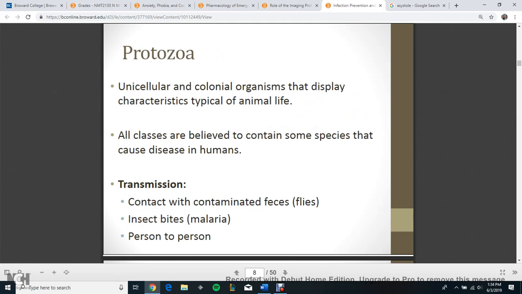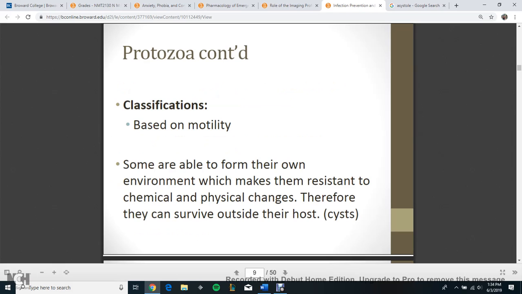Protozoa, unicellular and colonial organisms that display characteristics typical of animal life. All classes are believed to contain some species that cause disease in humans. Transmission is by contact with contaminated feces, flies, insect bites such as malaria, and person to person. Classifications are based on motility. Some are able to form their own environment, which makes them resistant to chemical and physical changes. Therefore, they can survive outside of their hosts, like cysts.